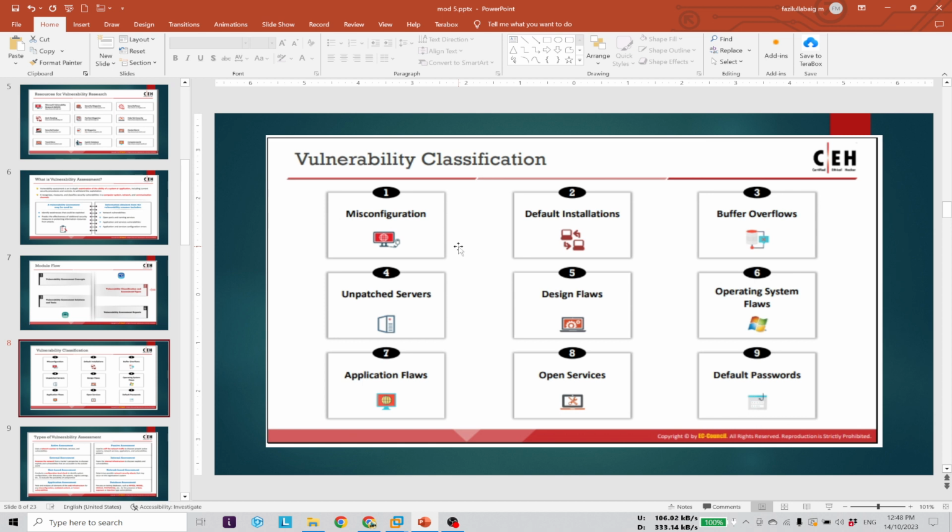And default installations. What do default installations mean? When we install an application, it comes with the default installation options only. So we have to check every option properly, and we should not use the default install, because it can create a vulnerability, and that vulnerability can compromise our system, or we can say our operating system. So default installation is also a vulnerability that can lead to compromise of our operating system.